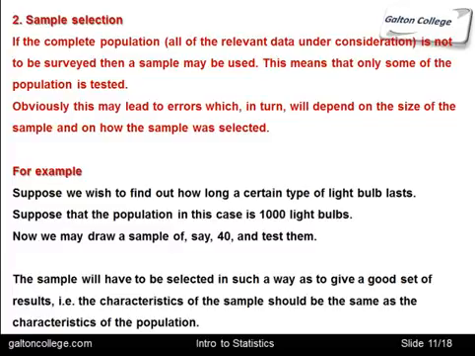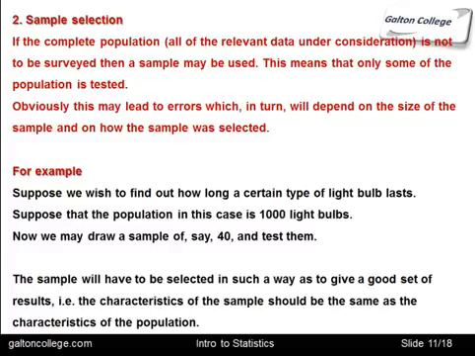So for example, suppose we wish to find out how long a certain type of light bulb lasts. Suppose that the population in this case is 1,000 light bulbs. So we're given 1,000 light bulbs and we're asked how long will they last. Well, we can't test the 1,000 because if we did, there'd be nothing left to sell if we were selling light bulbs. So what we may do is draw a sample. Let's say we take 40 and put on the 40 and let them run and time how long they last.